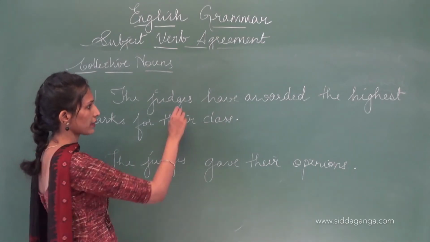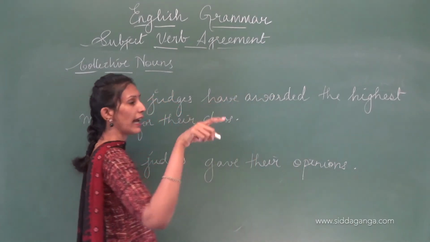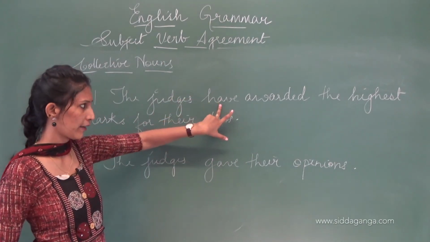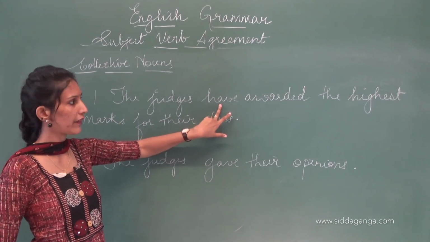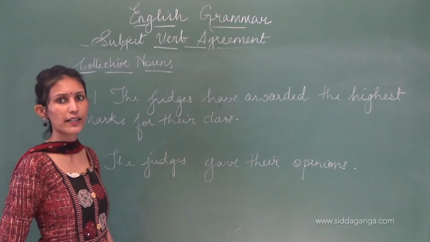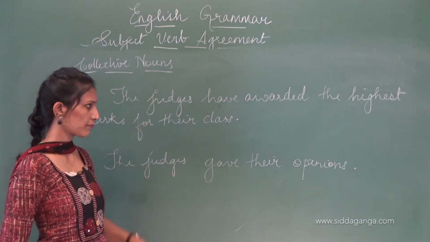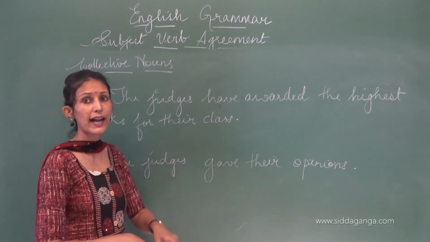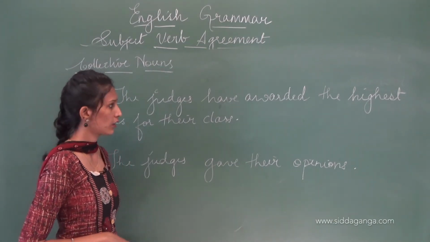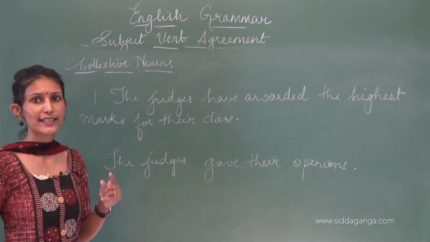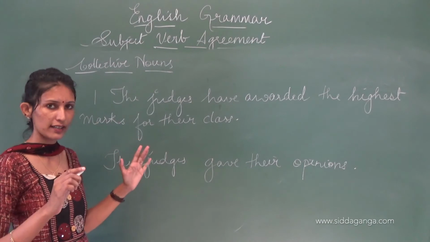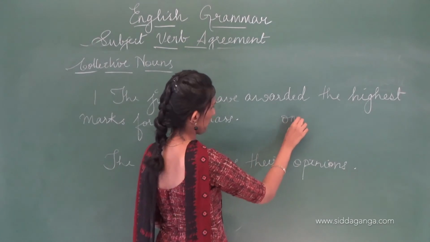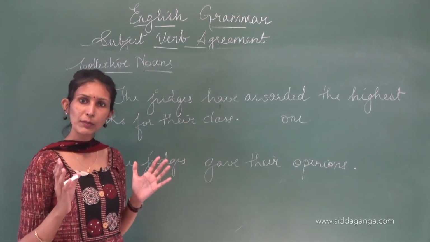I'll tell you how. The judges have awarded, the judge has awarded. Have and has is what you will get for your exam. Judges have. They all have done it together, but they are taken as one single entity. The judges have awarded the highest marks for their class. All of them have added, all of them have put, which is added together for the total. So this entity of judges is taken as one being, singular, okay, because they all are acting as one. All marks will be counted.